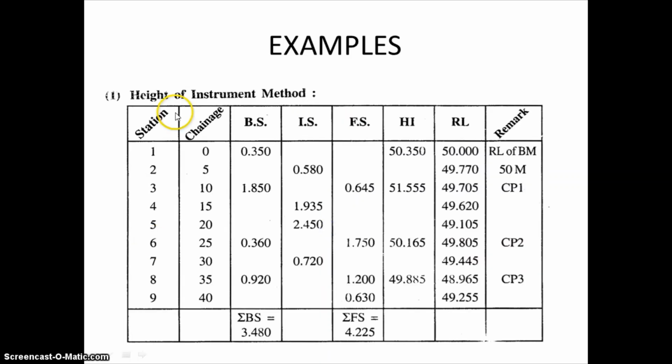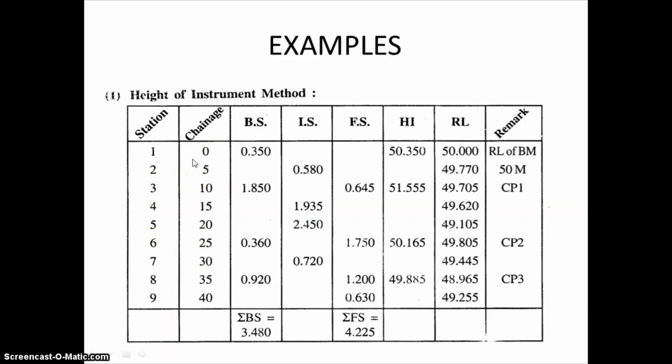So you can see the height of instrument method. First of all you have to write down the station, chainage, backside, IS, foresight, HI, because we are doing the calculation based on this method, then RL and remarks. Here one more column we have added, because in the data it is given that these are all taken at an interval of 5 meters. First of all you have to write down the station points 1 to 9.